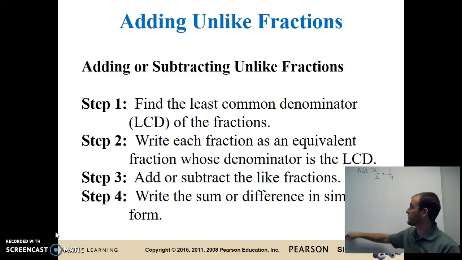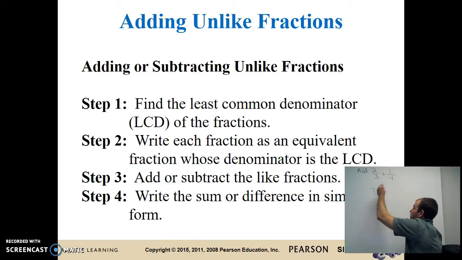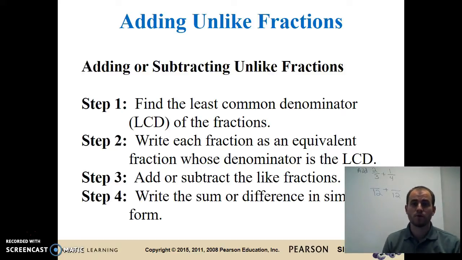So in order to add these fractions, you can't add them the way they're written. You must have a common denominator. So the first thing you need to do is find the least common denominator of the fractions. In this case, 3 and 4 both go into 12. So 12 is going to be our common denominator. If we can rewrite both of these fractions with denominators of 12, they will be like fractions, so we can add them together, just like we did in the last section.